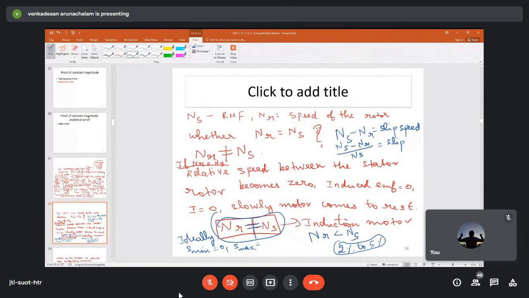You tell me in terms of value. Don't tell me in terms of percentage here. 100% means what is the value? 1. Yes. Ideally, the minimum value of slip is 0 and the maximum value of slip is 1. How do we arrive at this condition? S minimum and S maximum. How are you saying it is 0, it is 1?